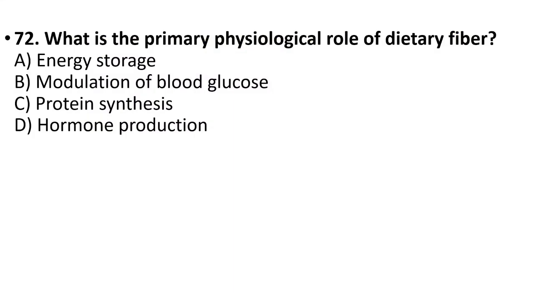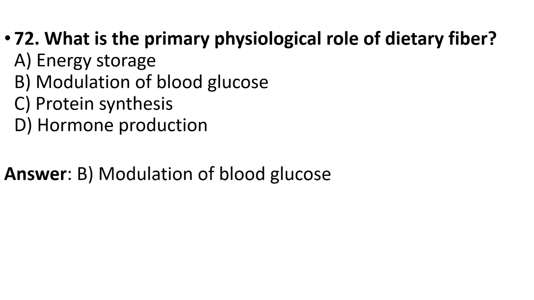72. What is the primary physiological role of dietary fiber? Energy storage, modulation of blood glucose, protein synthesis, hormone production. Your answer is option B, modulation of blood glucose.